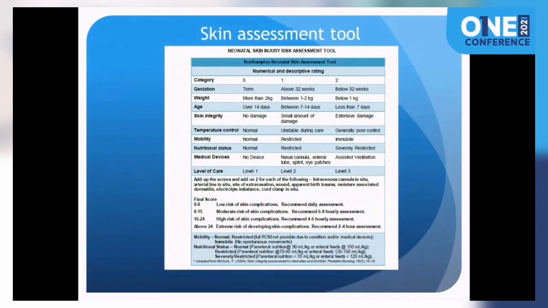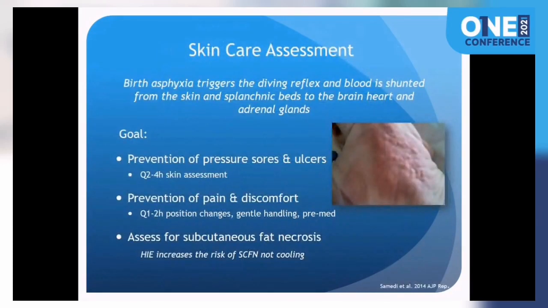We do a skin injury assessment score, and we've used SIRA, a reliable tool to assess for any kind of skin injury, because we know these little ones are at risk. We know that birth asphyxia triggers the diving reflex, and blood is shunted from the skin to the splenic beds, the heart and the adrenal glands. For prevention of pressure sores and ulcers, all skin surfaces that contact the cooling bed are assessed Q2 to 4 to detect possible skin breakdown or subcutaneous fat necrosis.